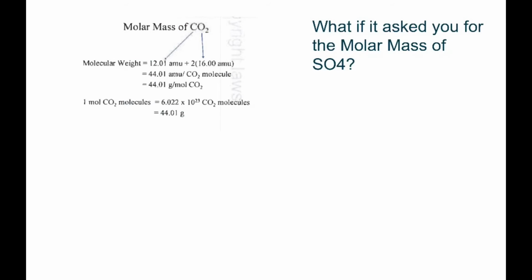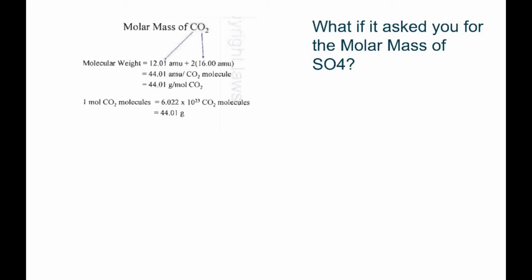Another important concept you have to know is how to find the molar mass of a compound. So in this case, in the example given, they ask you to find the molar mass of CO2. So you take the mass of carbon and add it to the mass of oxygen.